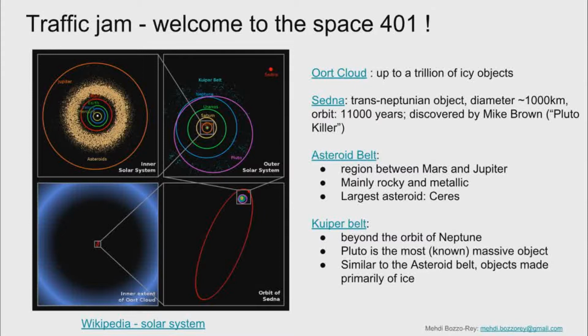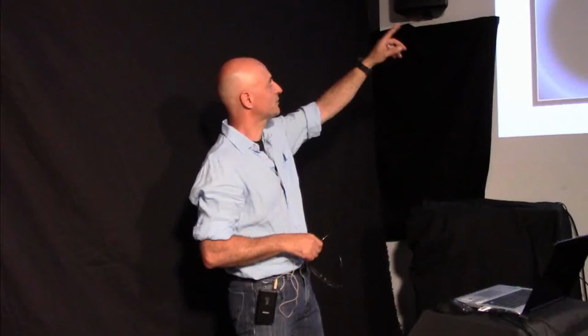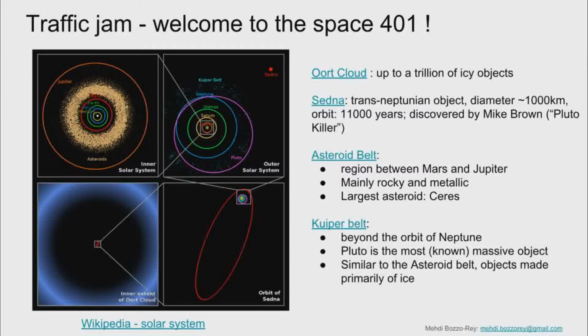And then we are in what's called the outer solar system. And you have the usual suspects like Pluto, Saturn, Neptune. And there's our second donut made of those blue dots. That's the Kuiper belt. It's beyond the orbit of Neptune. Pluto is the most massive object, most known, at least for now. And it's similar to the asteroid belt, which I'm going to talk about in 30 seconds, except that the objects are primarily made of ice. It's not as icy as comets, but still, there's lots of ice.